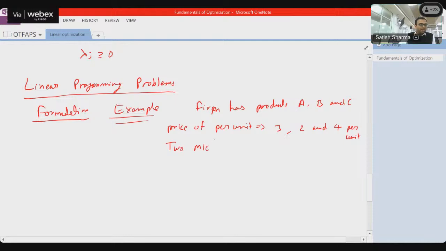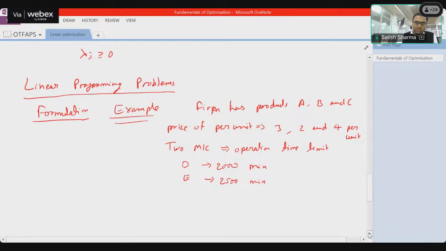Then, to produce these products, it has, let's say, two machines, and these machines have operating time limits. Two machines are there, and they can only be worked for a certain time. Let's say the two machines are D and E, and the operation time is, let's say, 2000 and 2005 minutes only. So this is the operational time limit of these machines.